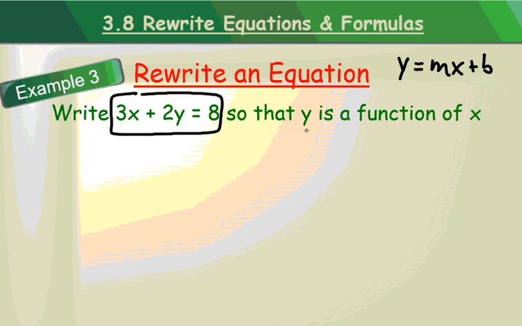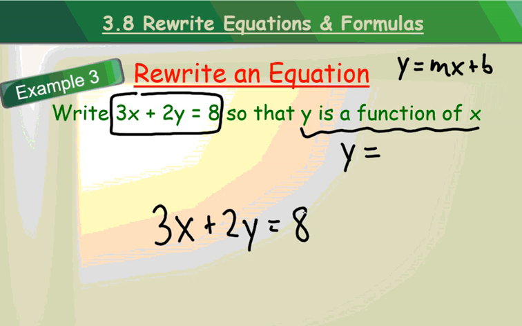That means make it so that y is a function of x. When someone says y is a function of x, they just mean solve for y. Make it look like y equals, which means that if I gave it an x, it could tell me what y is. So y depends on x. So here I've got the equation 3x plus 2y equals 8. And I'm trying to solve for y.